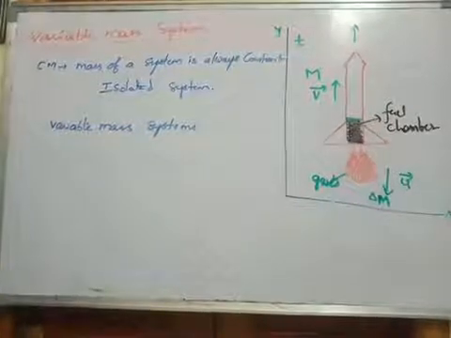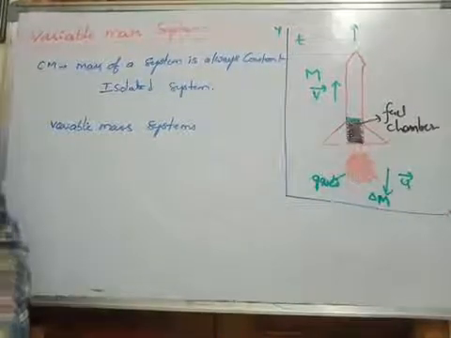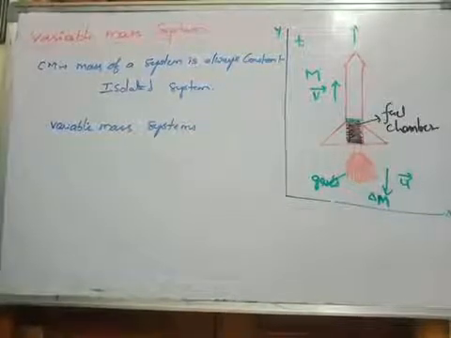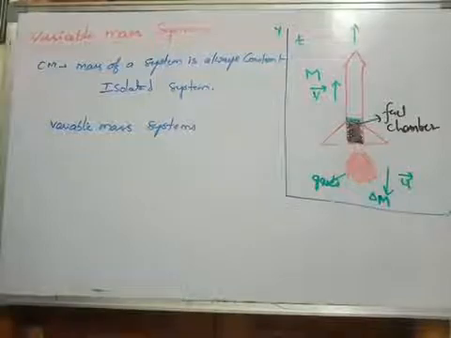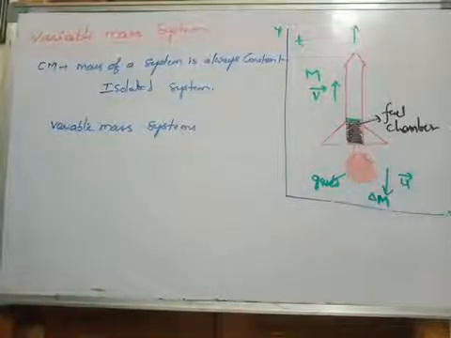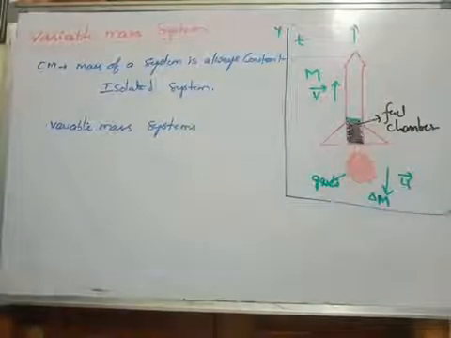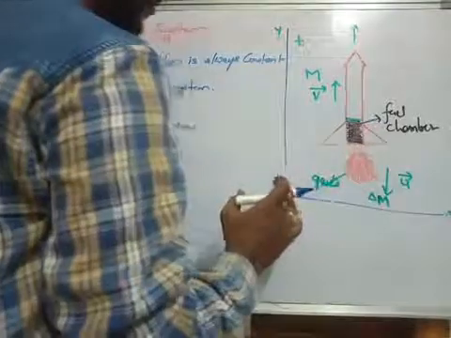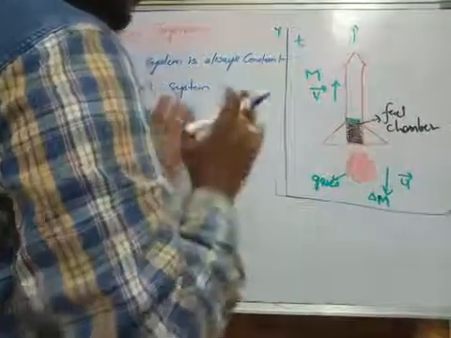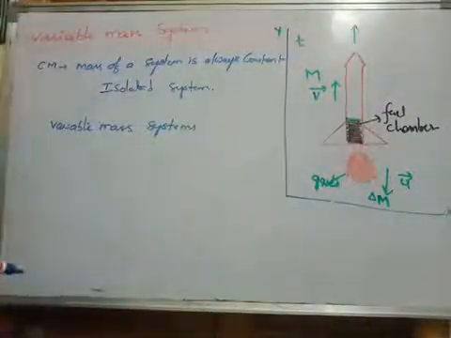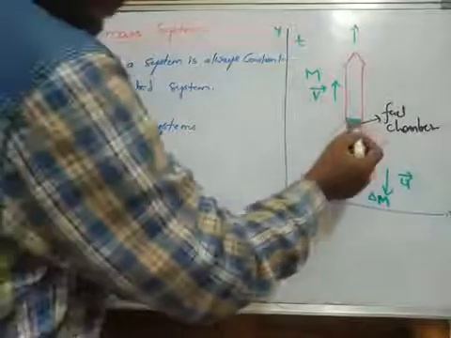Now, an example of a variable mass system is the motion of a rocket. We all know that most of the mass of a rocket is its fuel, right? So if we take a rocket here, most of the mass is in the form of fuel, which is placed in this chamber.